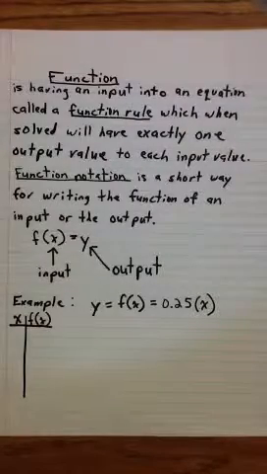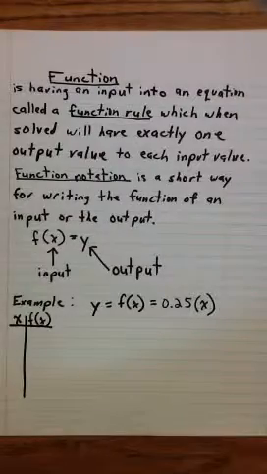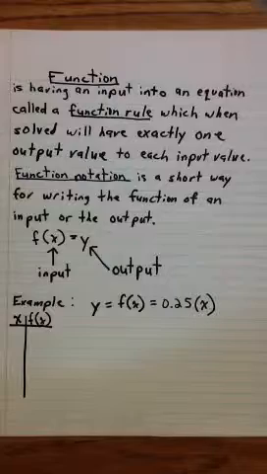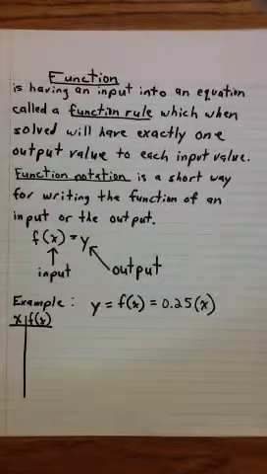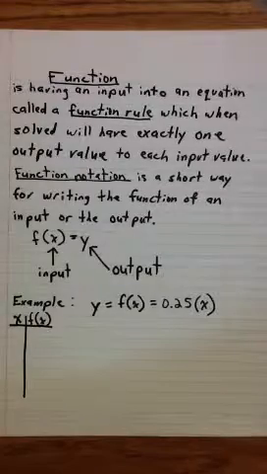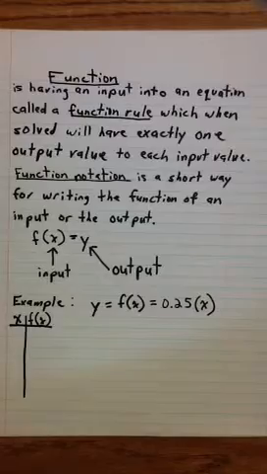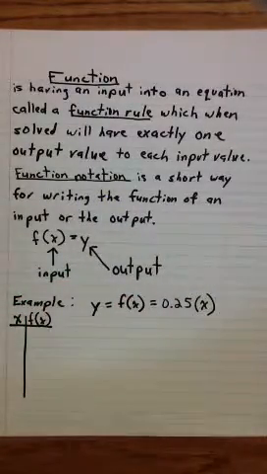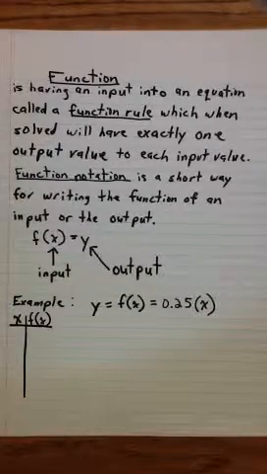Today we're going to be looking at functions and the definition of a function, so let's get started. A function is having an input into an equation called a function rule, which when solved will have exactly one output value to each input value. And function notation is a short way for writing the function of an input or the output.